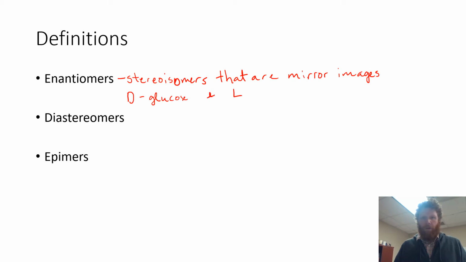and L-glucose. We're going to get into what D sugars versus L sugars are in just a second, but D and L sugars, as long as they are the same sugar, they are enantiomers of one another.